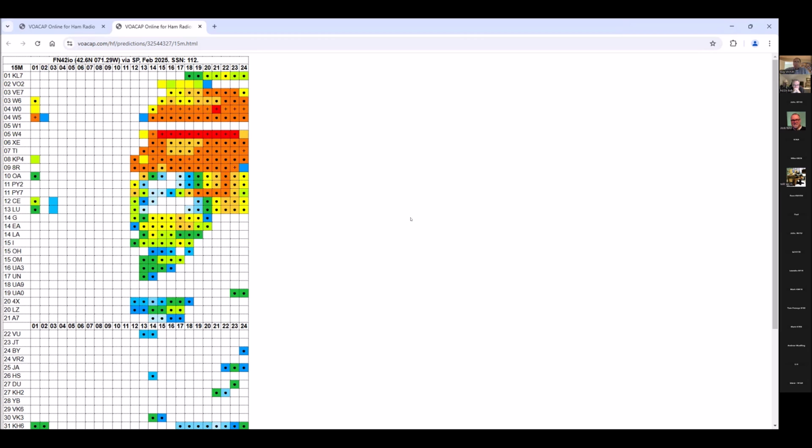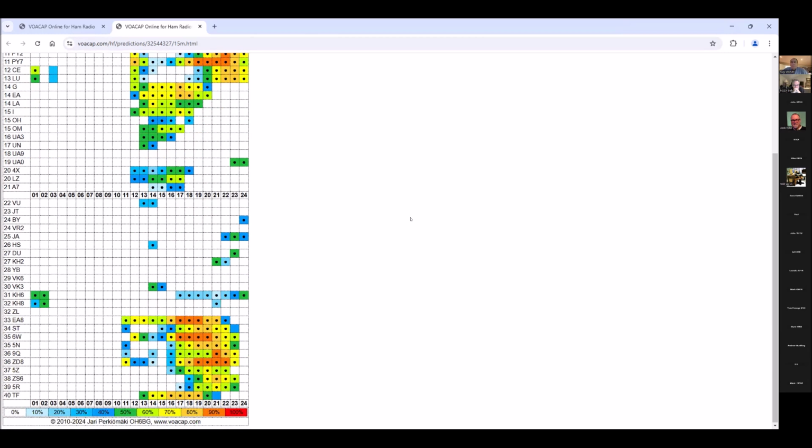Look at this. You actually have quite a lot of openings to not only North America, but also South America, Europe, of course, as well. And a little bit of Africa, actually quite a lot of Africa. So 15 looks better for you.